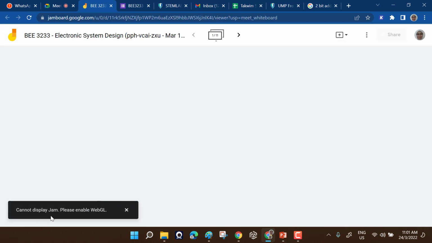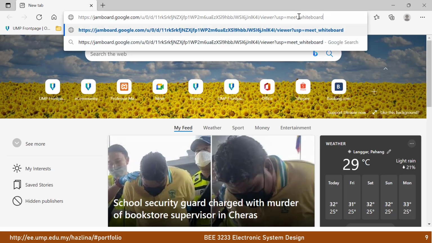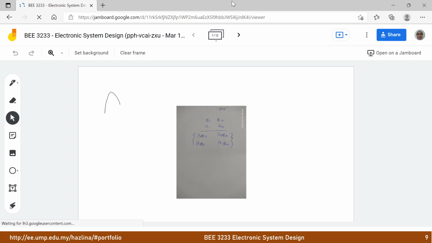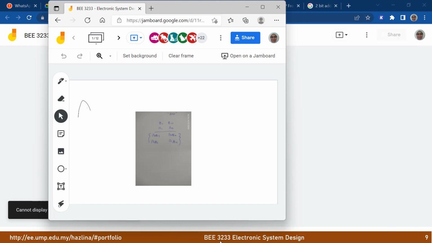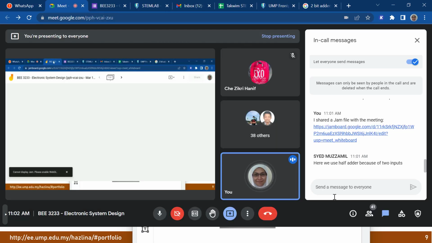You guys can see my screen kan? Cannot display Jamboard. Enable WebGL. Tahu apa ke benda WebGL ni pula. Saya try buka dengan browser lain. Kalau tak pun tak apa. Ada something yang saya tak activate kot. Okay, saya buka dengan browser lain. Thank you. Sorry, dia ada something, kenapa entah dia tak boleh tunjuk kat saya punya screen. Tak apa, kita guna ni, dah boleh solve.